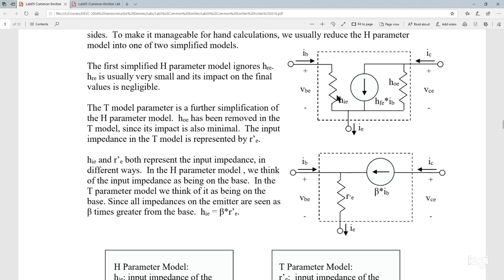So HIE up here and R prime E, both of these things are trying to model the same thing. They're trying to model the impedance of the base emitter diode, but they do it looking as though those impedances are at a different point. And in order to understand that, we have to talk about something called reflected impedance.